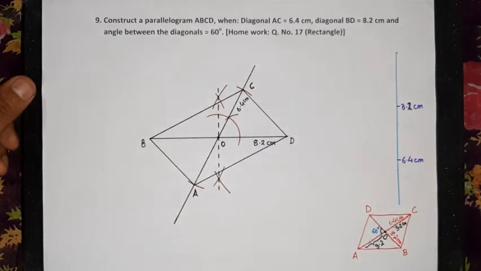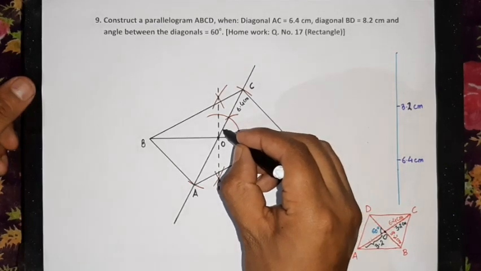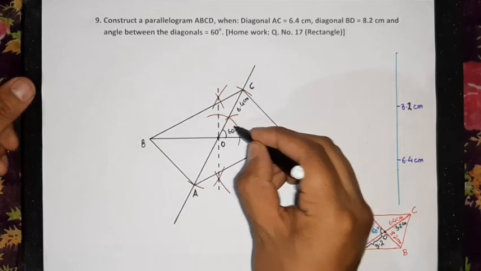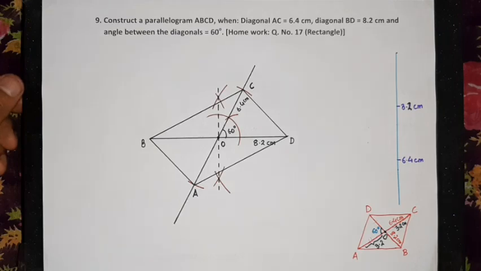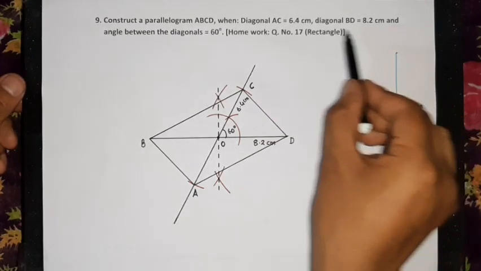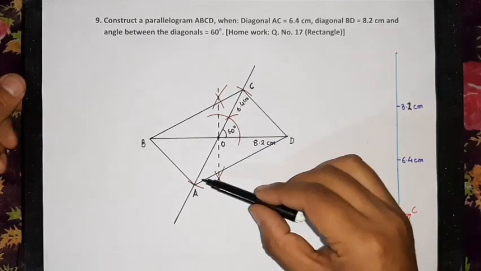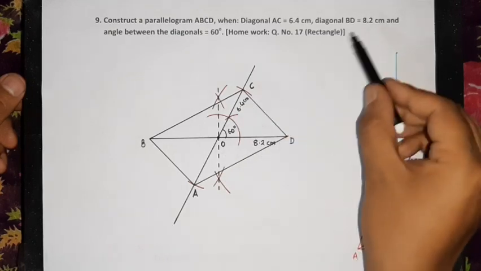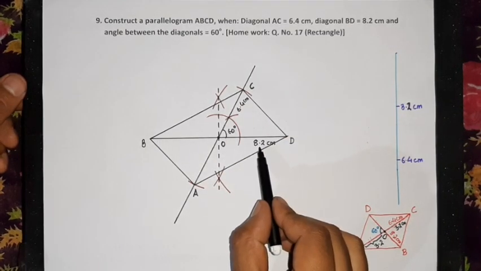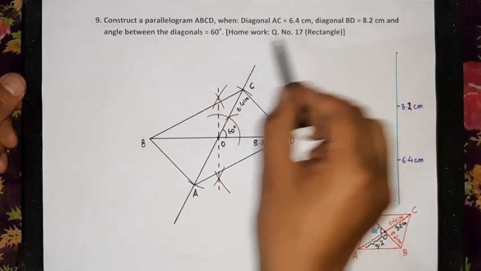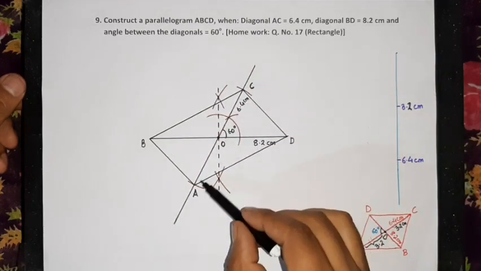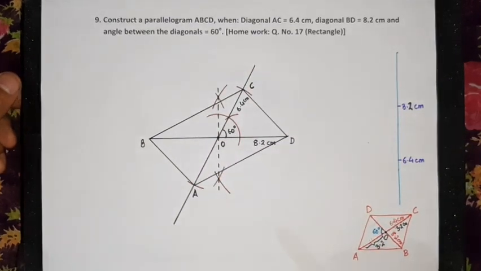Okay, and we have just now constructed this angle, which is how much? 60 degree. Okay, so let us check whether all the conditions are satisfied or not. Diagonal AC, that means this is 6.4. Diagonal BD is already taken to be 8.2. Okay, and the angle between the diagonals, that is this one and this one, is given to be 60 degree.